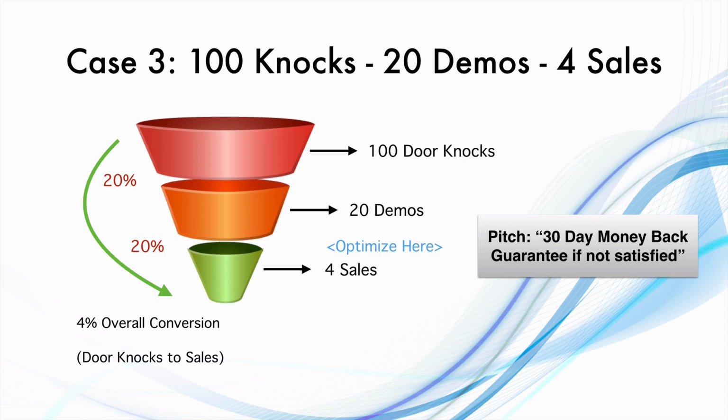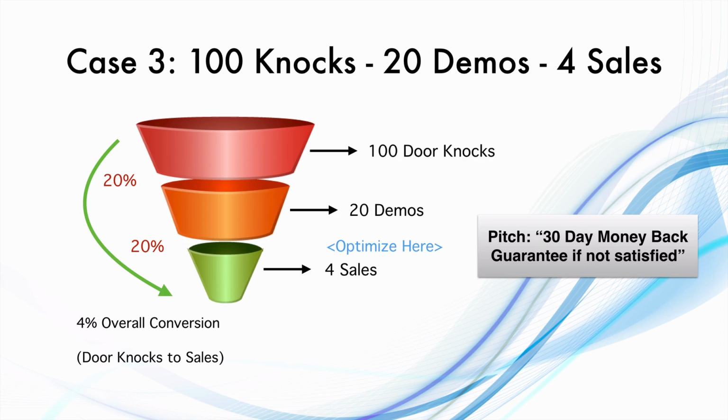So here you can see he has improved the conversion ratio in the first stage from 10 to 20% and in the second stage from 10 to 20%, but in the end he is making 4 times more sales. In the first case he was only making 1 sale out of 100 door knocks, but now he is making 4 sales out of 100 door knocks.